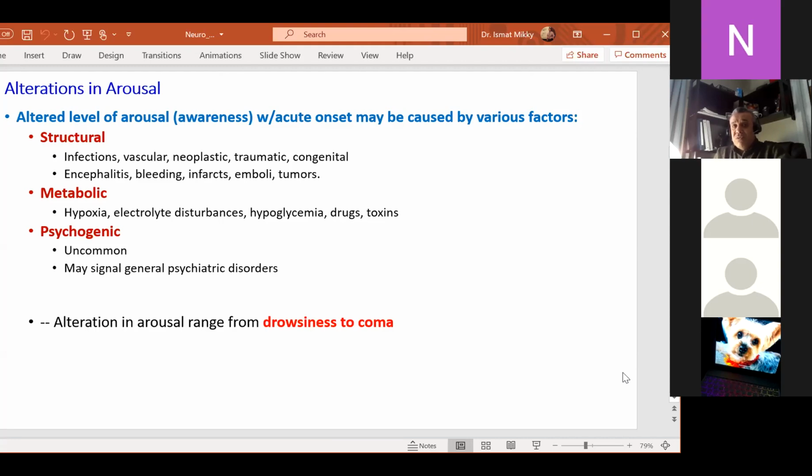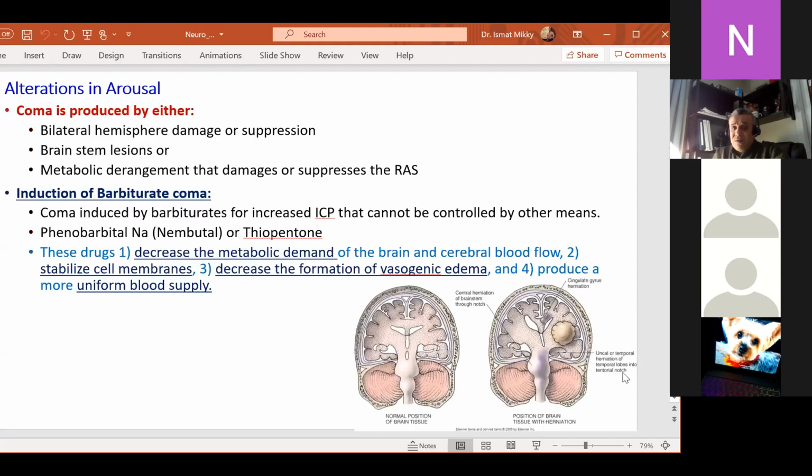Metabolic in nature: decreased oxygenation, ischemia, electrolyte imbalances, hypoglycemia, and other factors. And the psychogenic is very difficult, not well or fully explained. They refer to it as unknown or associated with some psychiatric disorders.